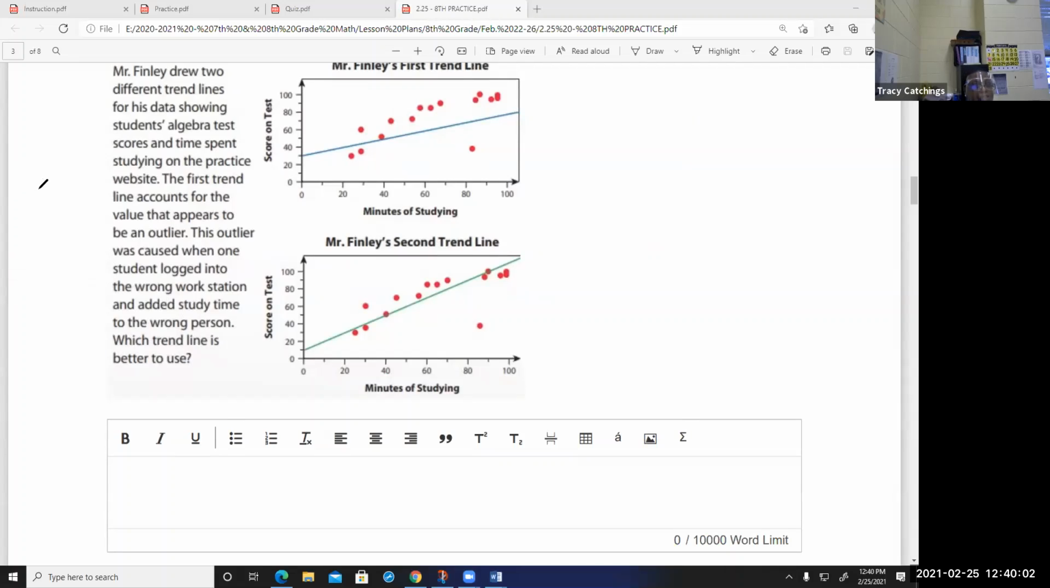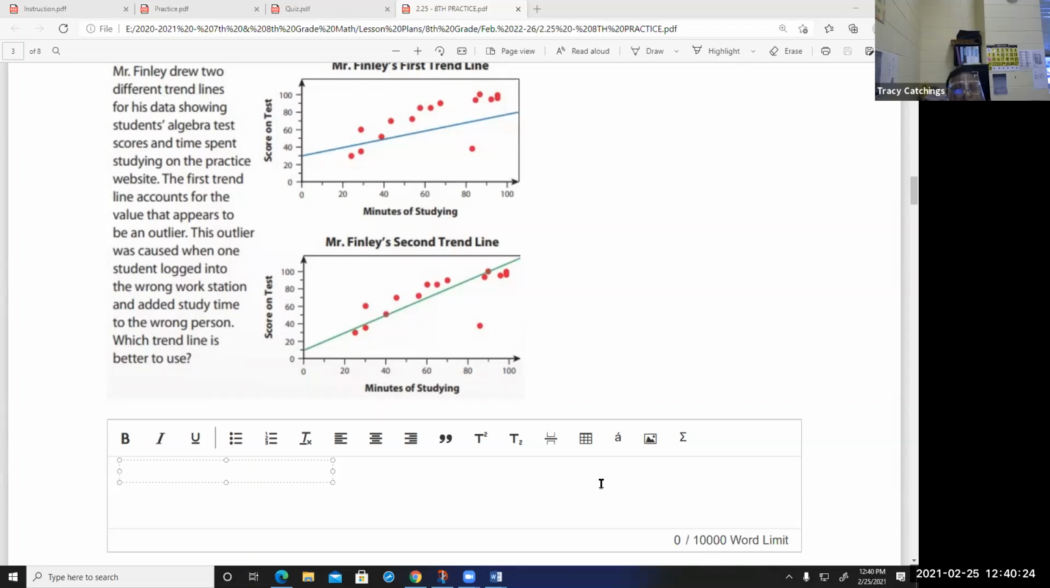Mr. Finley drew 2 different trend lines for his data showing students' test scores and time spent studying on the practice website. The first trend line accounts for the value that appears to be an outlier. This outlier was caused when one student logged into the wrong workstation and added study time to the wrong person. Which trend line is used?